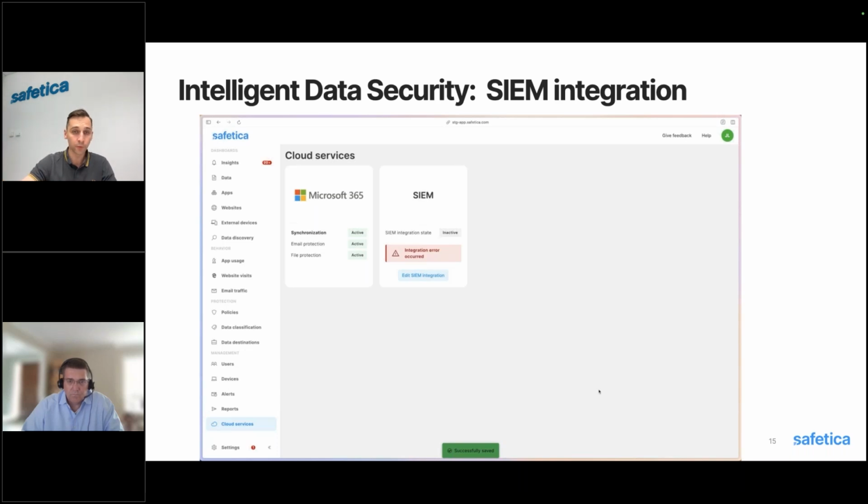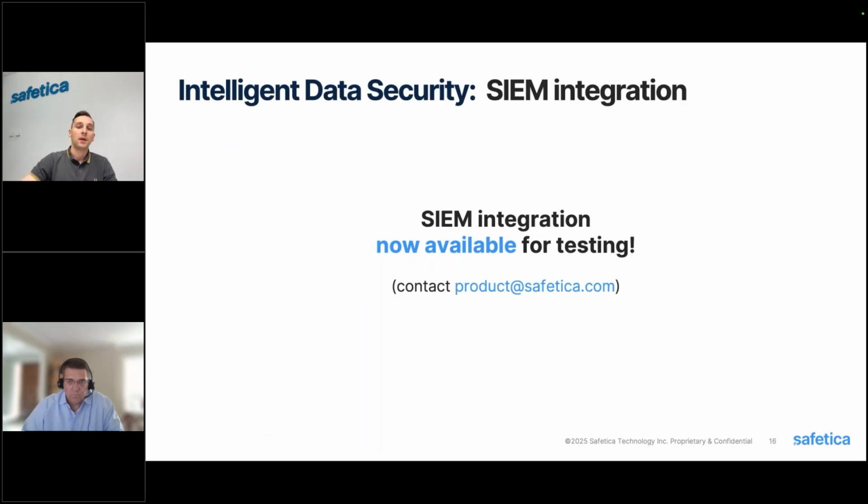Very easy, very straightforward. And this is already available for testing. This is already part of the product. Currently, it's hidden for our customers, but we are testing it with select customers. In case you would like to become one, please contact us at product@safetica.com, and we are very happy to share this with you. This applies to our cloud customers, and for the on-premises customers, this will be coming very shortly once we finalize the testing and the final polishing that we are doing at the moment.